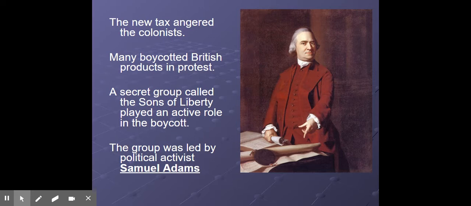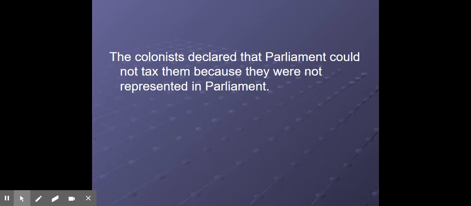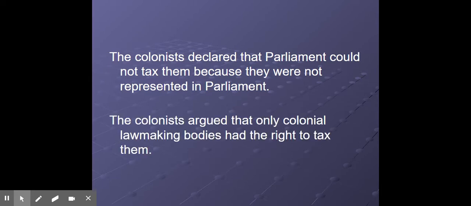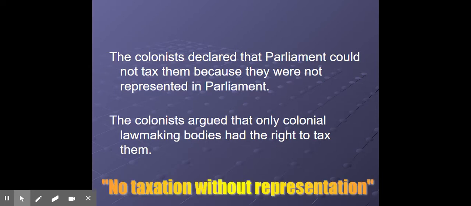Now, the big issue is representation. The colonists believe Parliament could not tax them because we are not represented in Parliament. They argue that only colonial lawmaking bodies have the right to tax them. So it's not that we're opposed to taxes per se. We're just saying, look, Parliament, you don't represent us. You won't let us have representation in Parliament, so you shouldn't be the one taxing us. We will pay taxes, but we will pay taxes to our colonial lawmaking bodies, not to you. And the rallying cry becomes no taxation without representation.